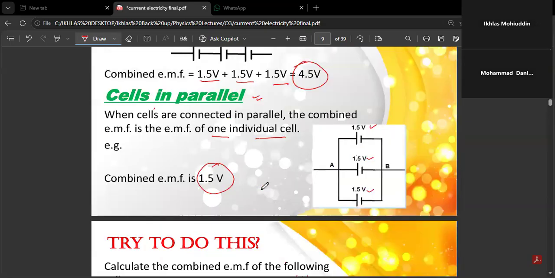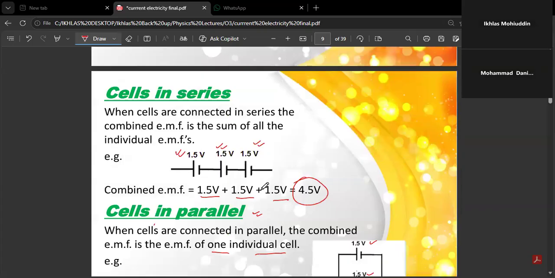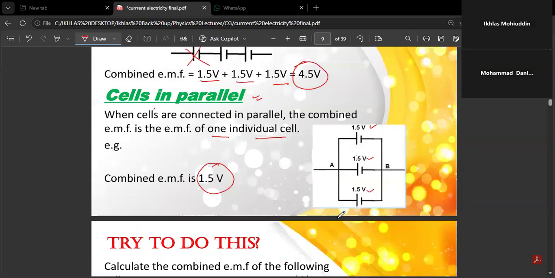Whereas the disadvantage of connecting cells in series is that when one goes down with some problem, the other would not work either. So this is the disadvantage of connecting cells in series. But in parallel, if one cell goes down, the other would easily work. There will be no effect of the cell which is not working, right?